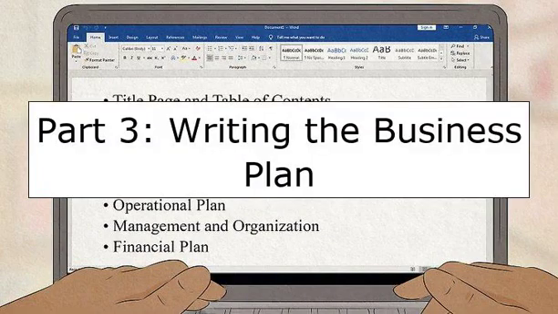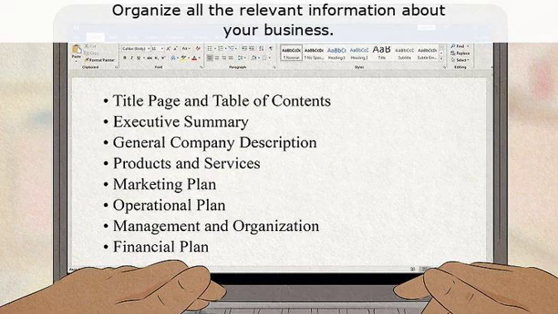Part 3. Writing the business plan. Step 1. Organize all the relevant information about your business. Begin creating section headings and putting the appropriate information under the appropriate headings. Title page and table of contents. Executive summary, in which you summarize your vision for the company. General company description, in which you provide an overview of your company and the service it provides to its market. Products and services, in which you describe, in detail, your unique product or service.